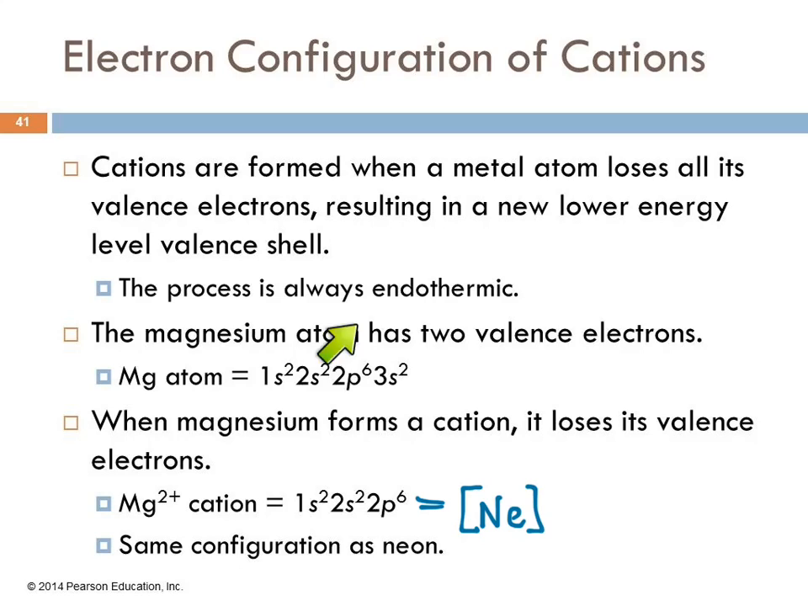This process is always endothermic, meaning it requires energy. I sometimes talk about magnesium wanting to get rid of 2 electrons. But the fact is, he's not going to give them to you for free. You have to pay him for them. So you do have to expend energy to pull the electrons off. So anytime you form an ion, it is an endothermic process.